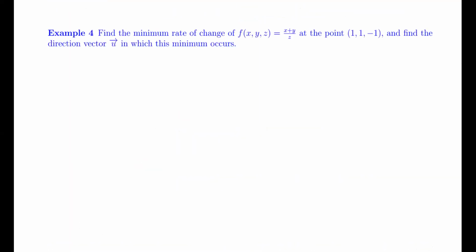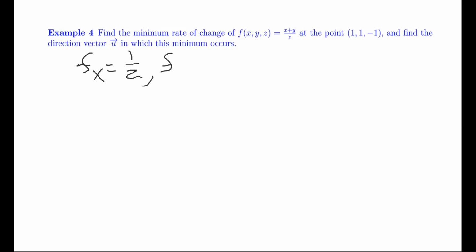And now, in this next example, we want to find the minimum rate of change of some other function. So f of x, y, z is the same as x over z plus y over z. Y and z are treated as constants when we're taking the partial derivative with respect to x. So that second term goes to 0. The first term is just x over z. The derivative of that with respect to x is 1 over z. Similarly, the partial with respect to y is 1 over z.